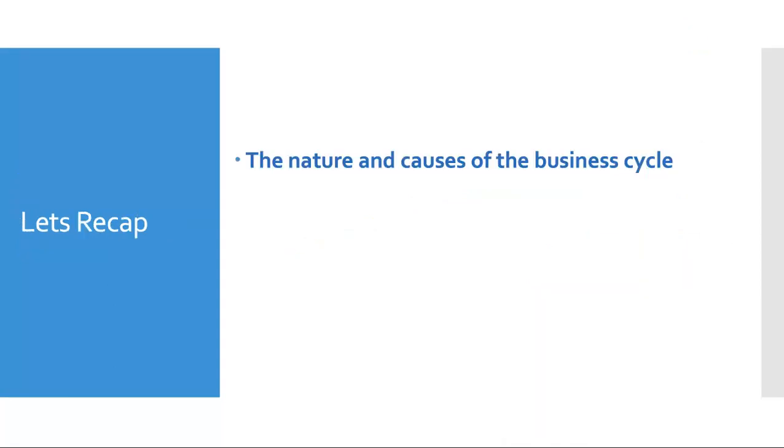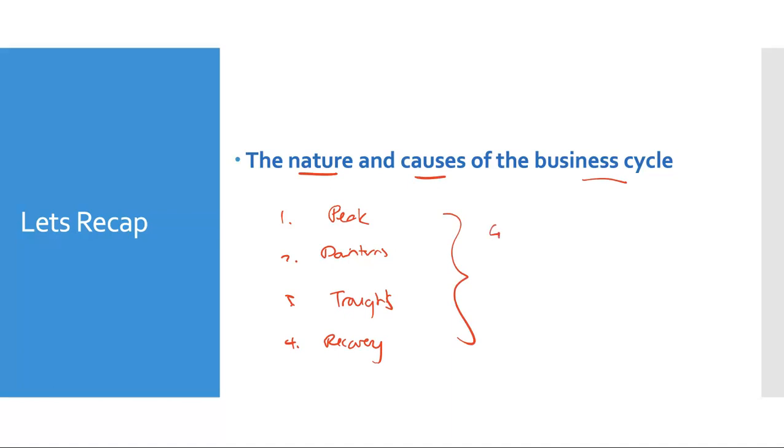But I hope this video has helped you understand the business cycle, the 4 parts of it. We are going to have peaks, downturns. We are going to have troughs. And then we are going to have a recovery. And can you understand the nature and causes of these? In particular, what are you going to start to see in terms of GDP, inflation, and unemployment in each of these phases? I hope you enjoyed this video and found it useful to build your understanding of the business cycle.